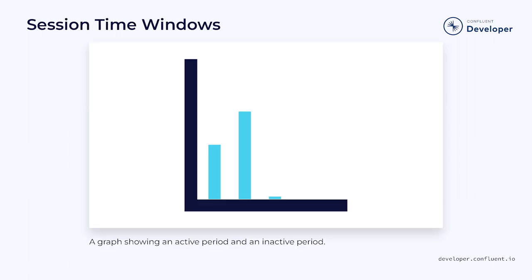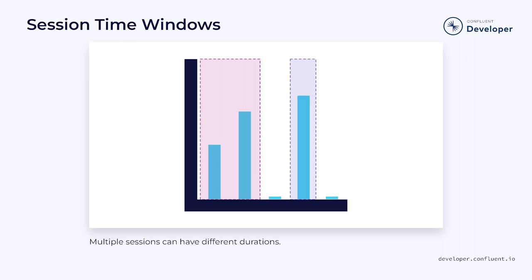Some fitness trackers use metrics along with machine learning to automatically detect certain types of exercise. They do this by separating periods of activity from inactivity. However, in this case, there's no fixed time window. Sometimes you might be active for 5 minutes, while other times you might be active for an hour. In Flink, this is called a session time window.